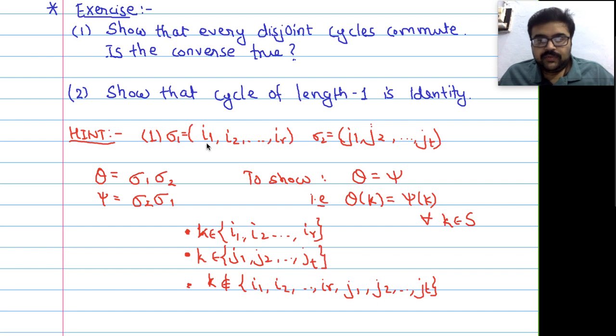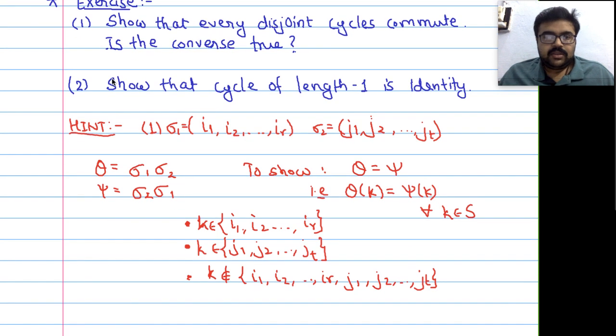If k is not one of these, then k is fixed. Sigma 1 of k is k, sigma 2 of k is k. So k is identity. k is fixed by theta also, k is fixed by psi also. Just think about it.